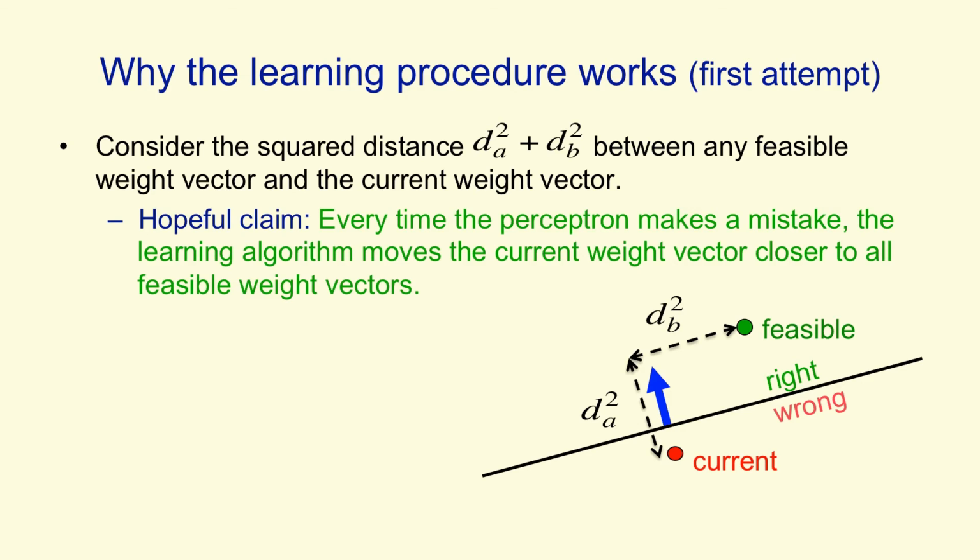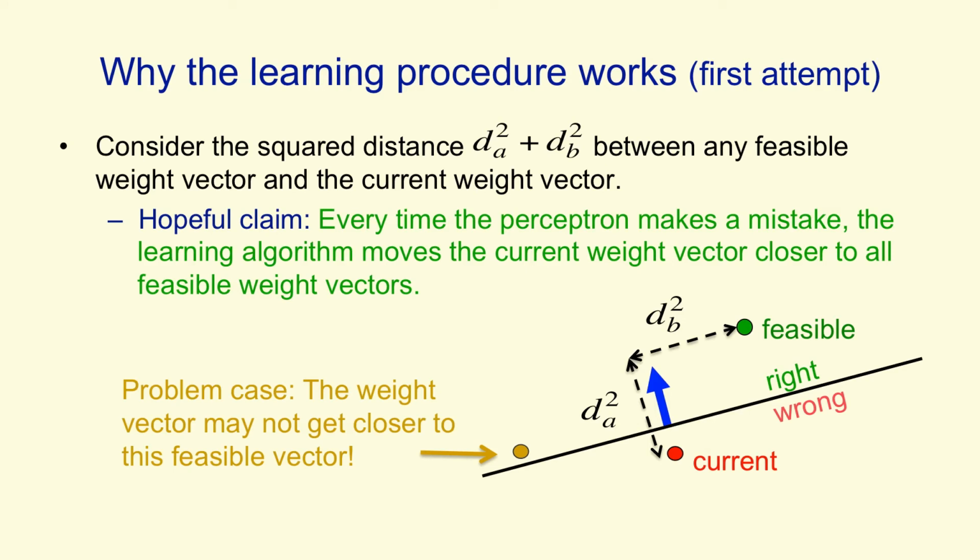So our hopeful claim is that every time the perceptron makes a mistake, our current weight vector is going to get closer to all feasible weight vectors. Now this is almost right, but there's an unfortunate problem. If you look at the feasible weight vector in gold, it's just on the right side of the plane that defines one of the training cases. And the current weight vector is just on the wrong side, and the input vector is quite big, so when we add the input vector to the current weight vector, we actually get further away from that gold feasible weight vector. So our hopeful claim doesn't work, but we can fix it up so that it does.